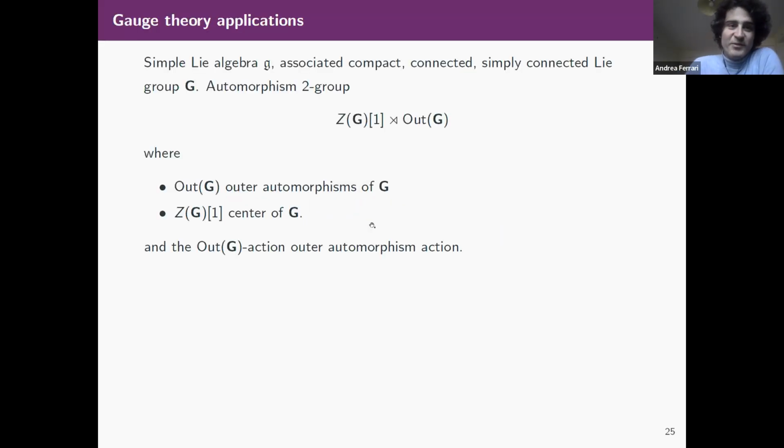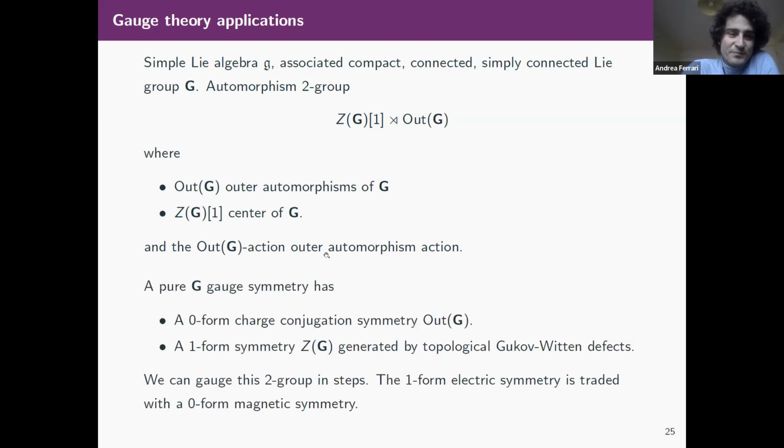Right. So some gauge theory applications. We take a simple Lie algebra G and look at the associated compact simply connected Lie group G. We have an automorphism 2-group of this group that's given by the center, which is the one-form part, and the outer automorphism of G, which is the zero-form part. So Out(G) is the outer automorphism group, and Z(G) is the center. And the pure G gauge theory has symmetries: zero-form charge conjugation symmetry Out(G), and the one-form symmetry Z(G) generated by topological Wilson defects.